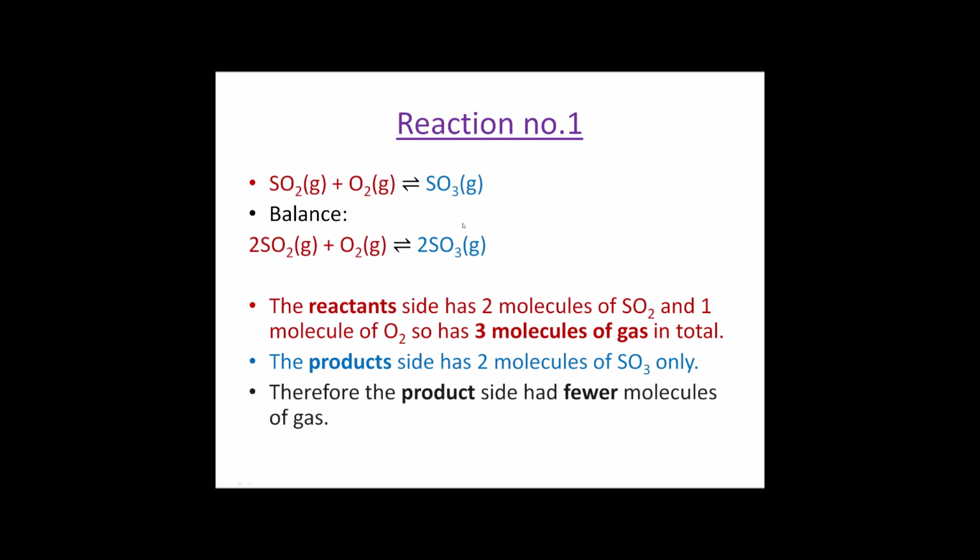Therefore, the product side has fewer molecules of gas, and if we go back to what we just looked at, if we increase the pressure, we're going to make more of the side with the fewest molecules. This is the sulfur trioxide side, so we'll end up making more sulfur trioxide. If we do the opposite and decrease the pressure, we'll end up making more of the reactants, the sulfur dioxide and the oxygen.